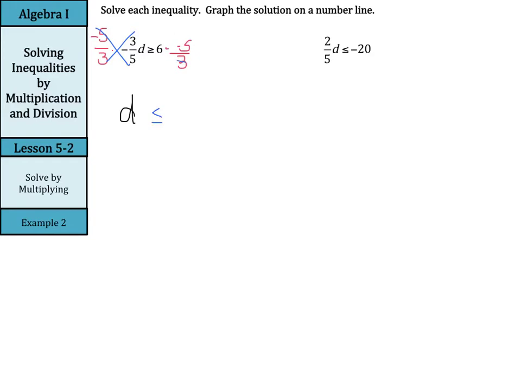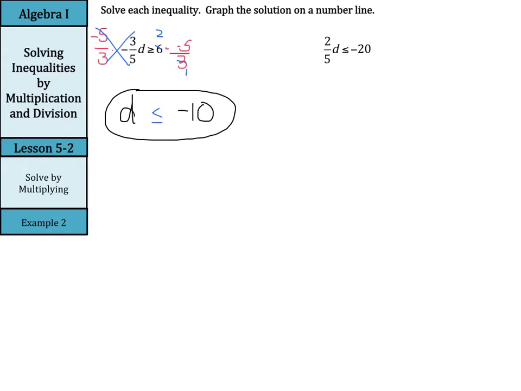Might as well cross simplify here to make things a little bit easier. And 2 times negative 5 is negative 10. So d is less than or equal to negative 10.